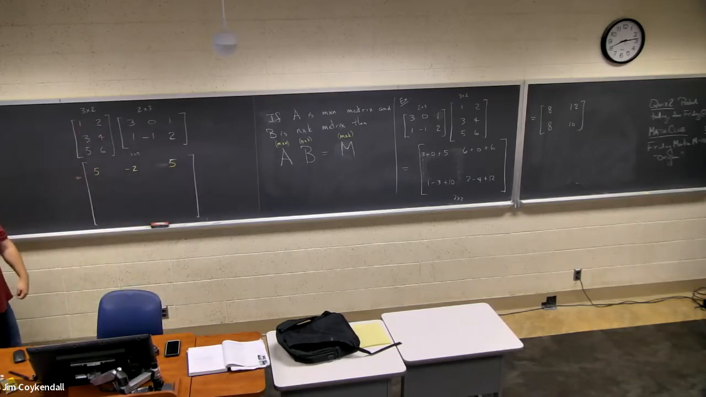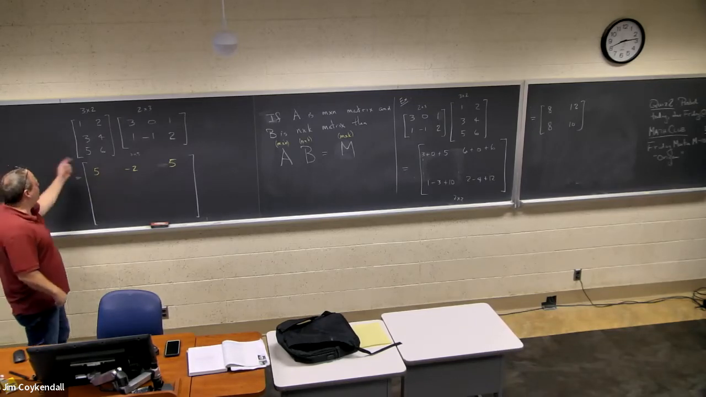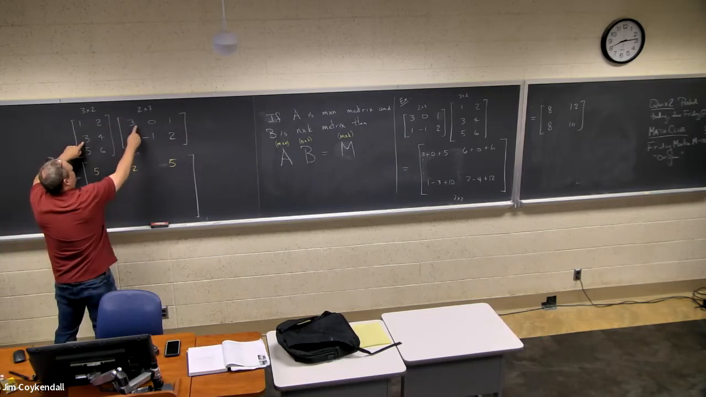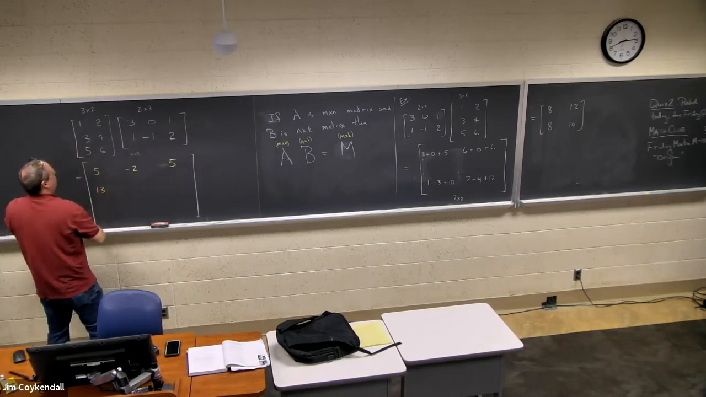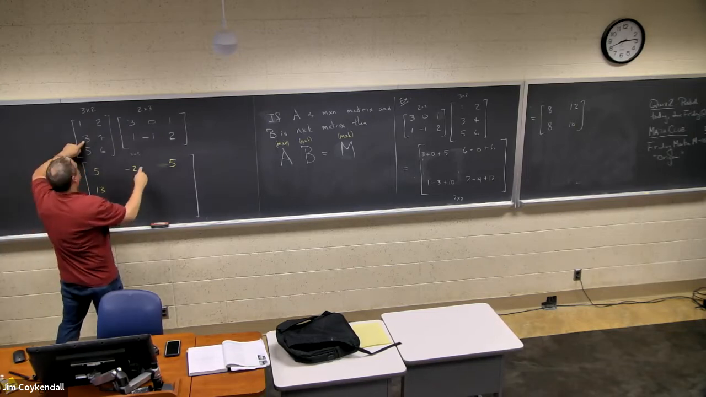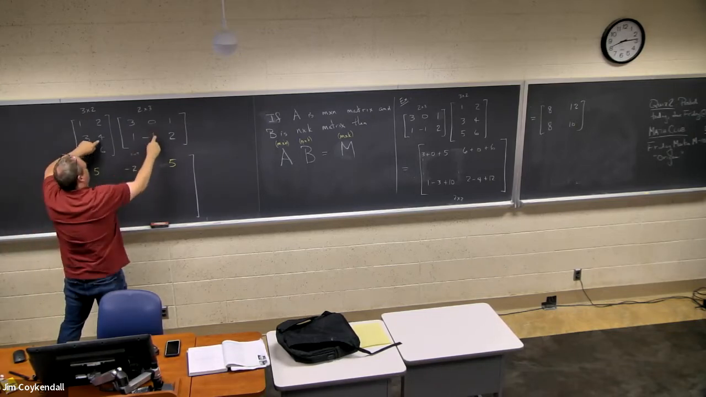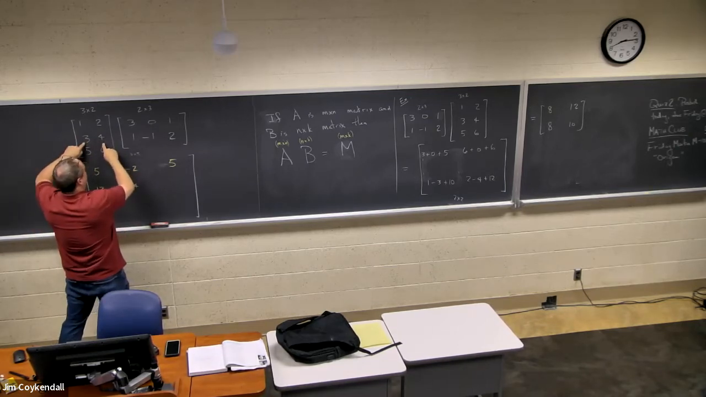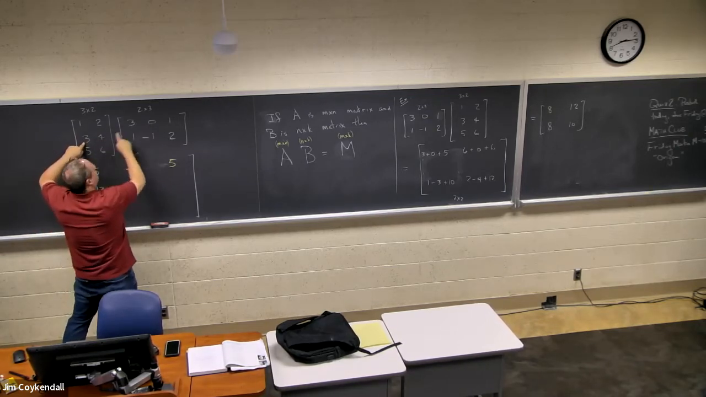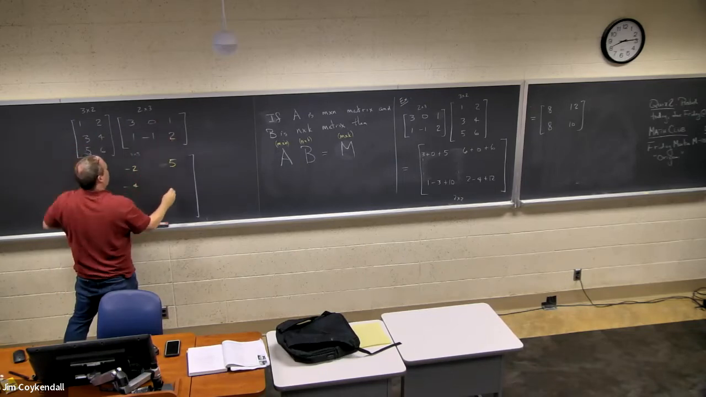Okay, now I need the second row first column. 3 times 3 is 9, and 4 is 13. Second row, second column, 3 times 0 is 0, -4. And finally, second row, third column is 3 and 8 is 11.